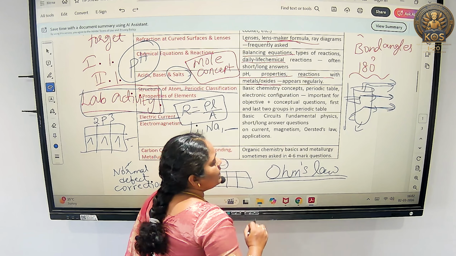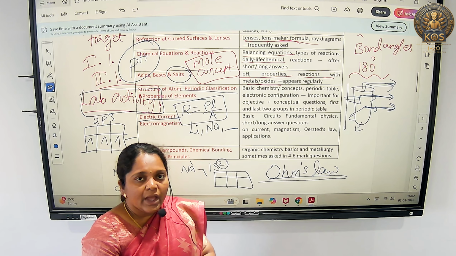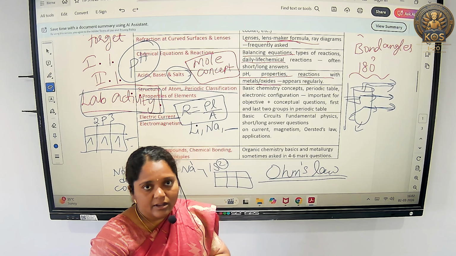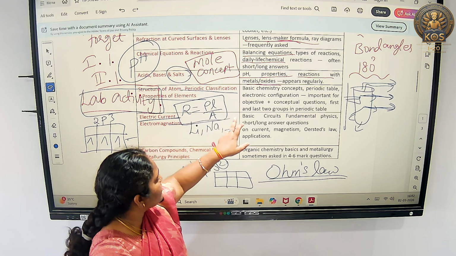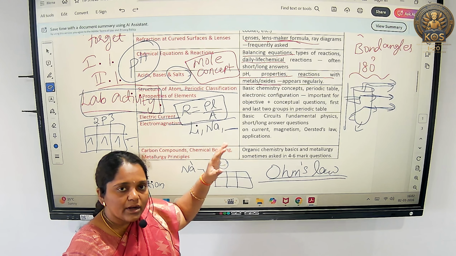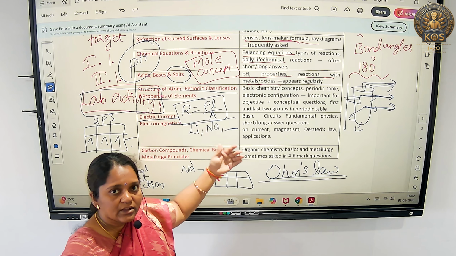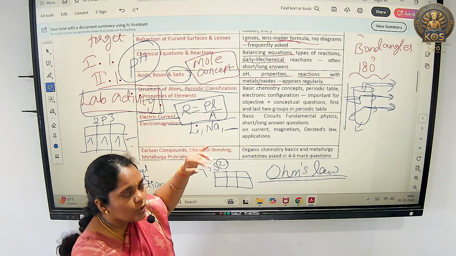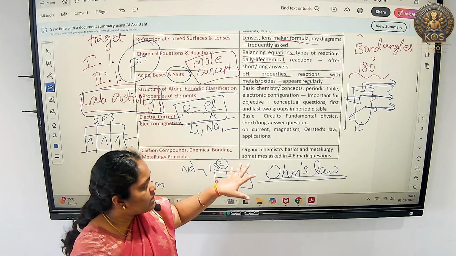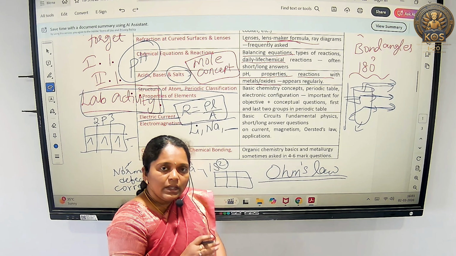The very, very important thing is Ohm's law. And after that, factors affecting the resistance. The factors affecting resistance is this formula actually. But if they ask for a 6 marks answer to explain area and length, you can use the factors affecting. So these are the important questions from the 9th lesson.